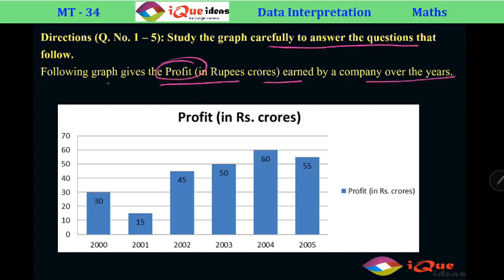Alright, so it is profits given in crores by a company. This is 0, 10, 20, 30. The values are already given, right? 30, 15, 45, 50, 60 and 55 over the years from 2000 to 2005. This is a very simple bar graph that is given. Even the values are already mentioned, so we don't have to guess from our side. Okay, now let's take some questions on this.